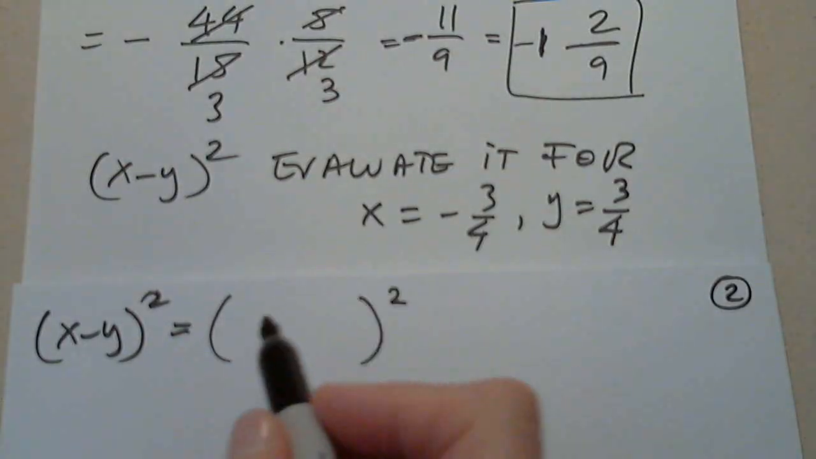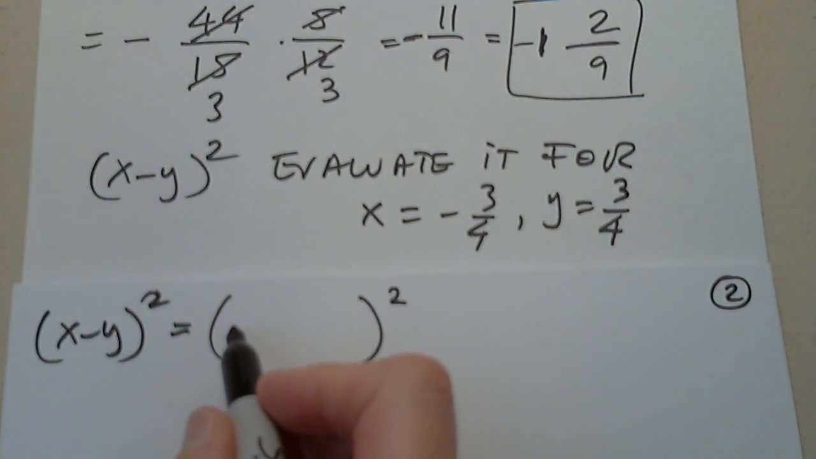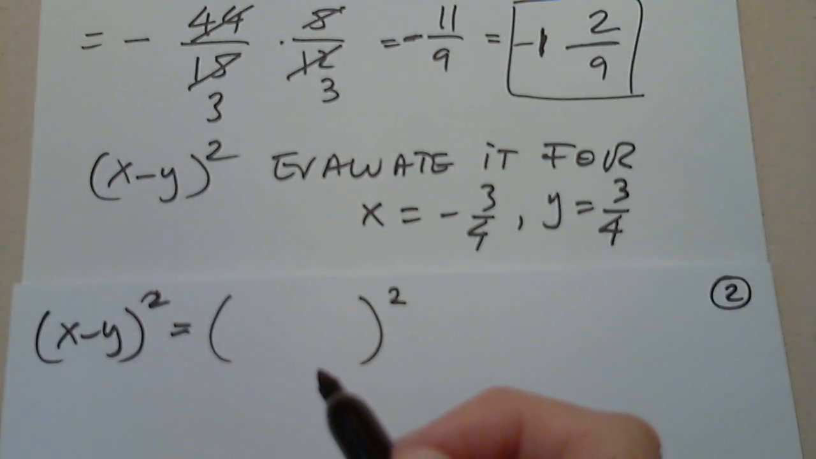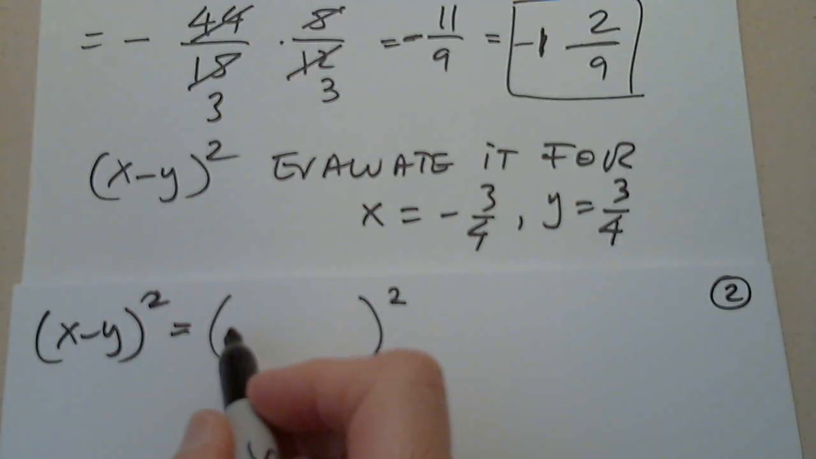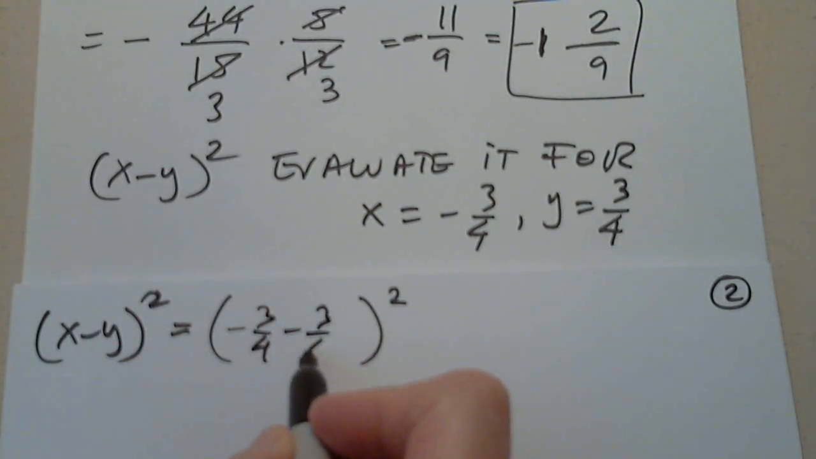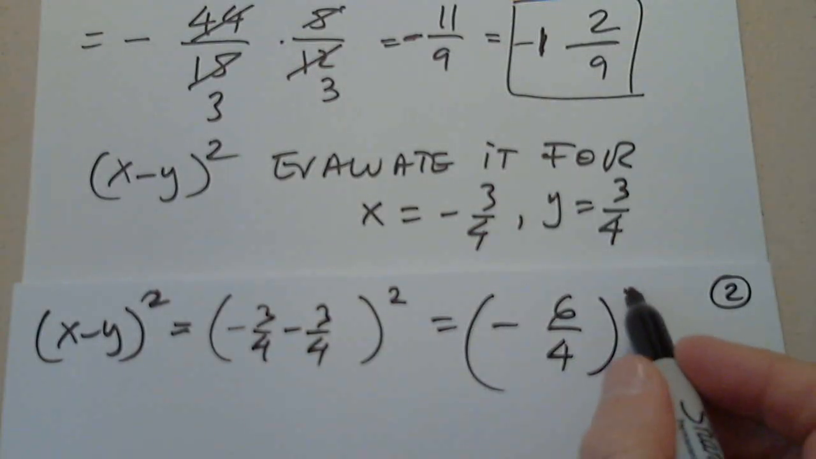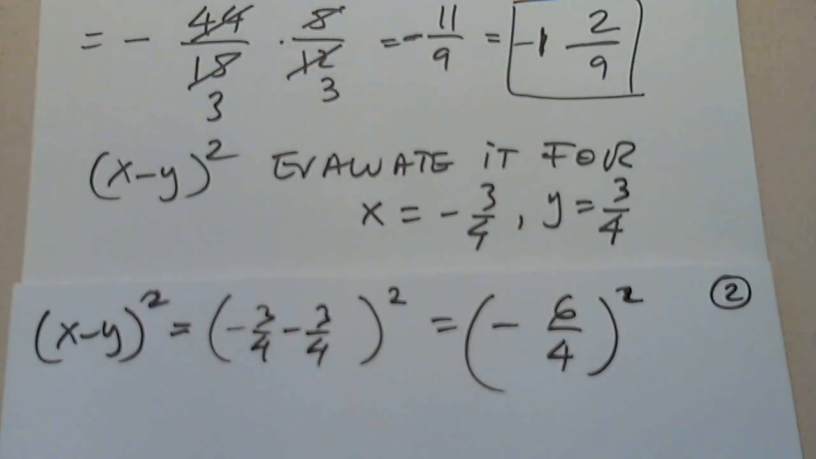Is it... Yes? I couldn't hear you, Julia. 3/4 minus negative 3/4? Yes, negative 3/4 minus 3/4. So then I have negative 6 over 4. Remember, when fractions have the same denominator, just copy the denominator and add or subtract the numerators, whatever you have.